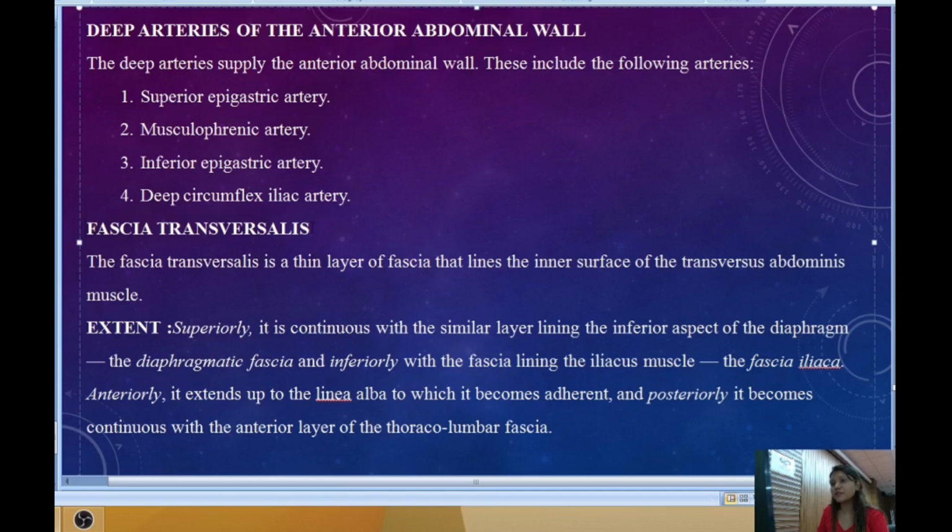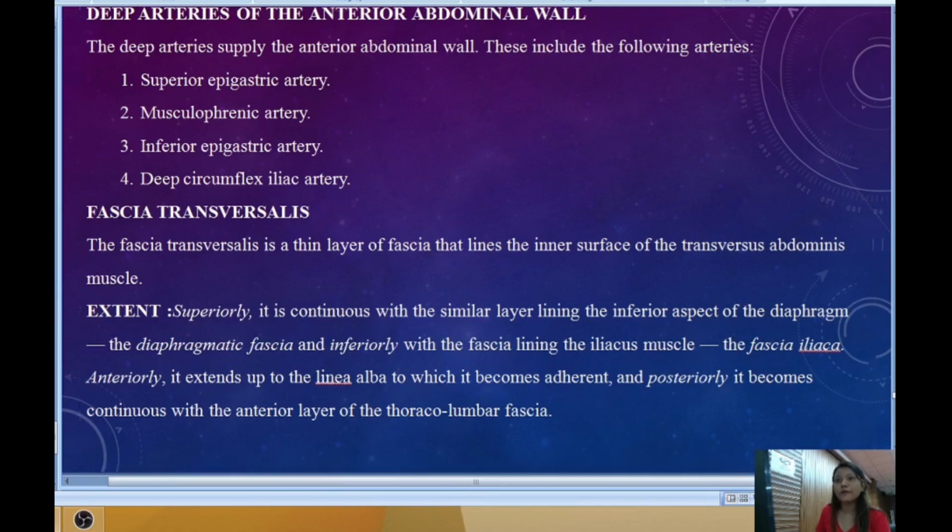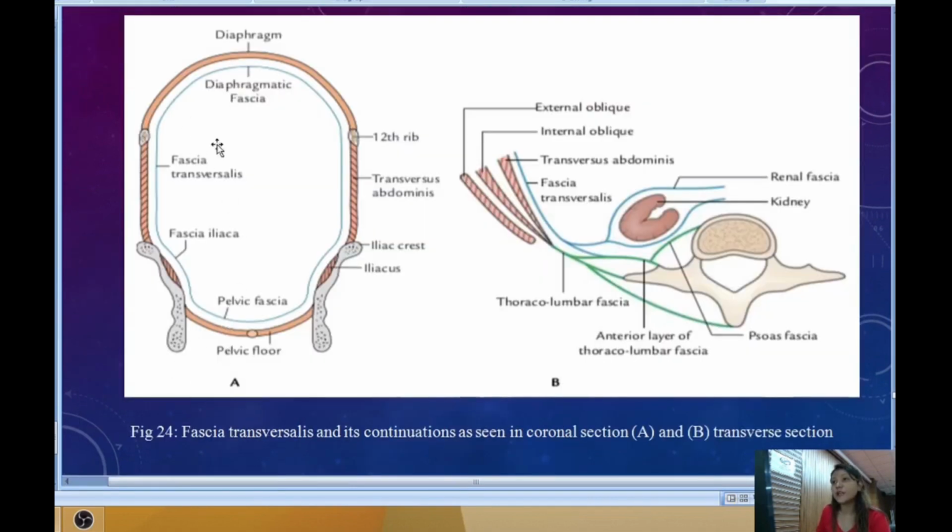Fascia transversalis is a thin fascia that lines the inner surface of the transversus abdominis muscle. Superiorly it is continuous with the inferior aspect of the diaphragm, that is the diaphragmatic fascia, and inferiorly it is continuous with the fascia lining the iliacus muscle, that is fascia iliaca. Anteriorly it extends to linea alba and becomes adherent, and posteriorly it becomes continuous with the anterior layer of thoracolumbar fascia.